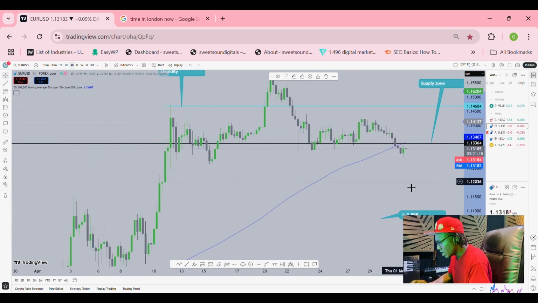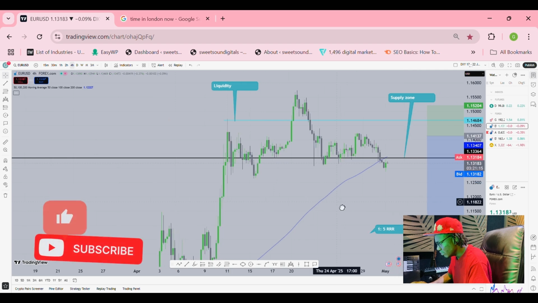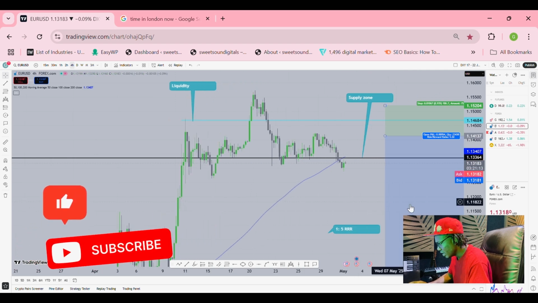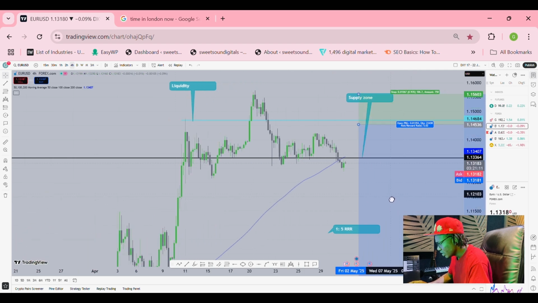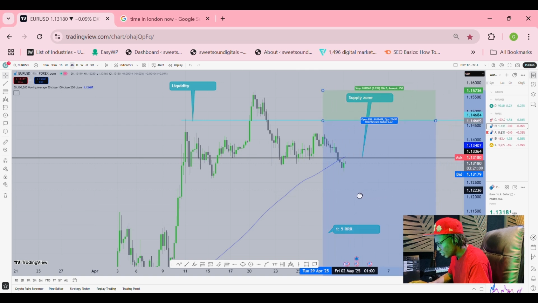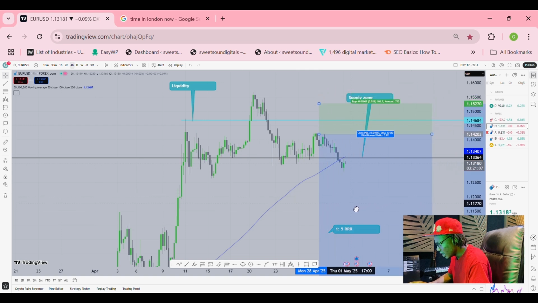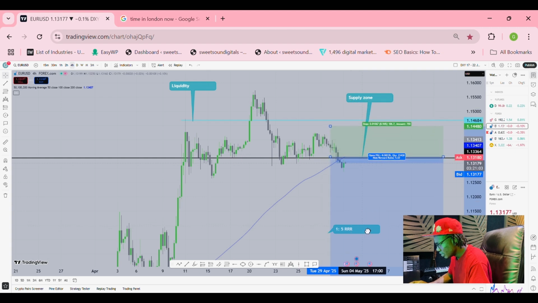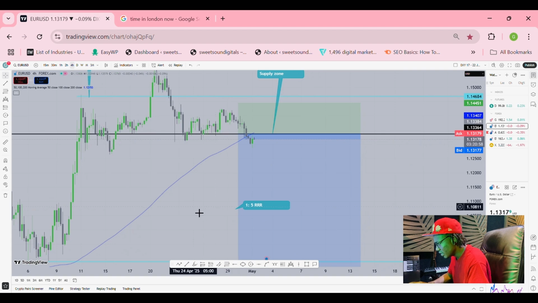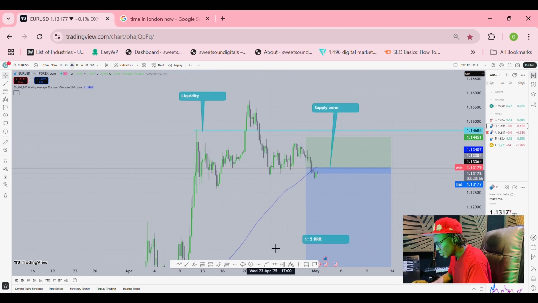But going to the 4-hour, you can see that the move has already started. So we've gotten our confirmation already for the sell, right? And then stop loss above this area, stop loss above here. Okay, so we've gotten our confirmation already.